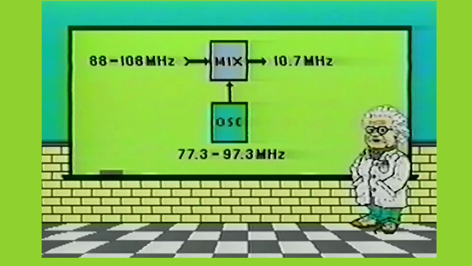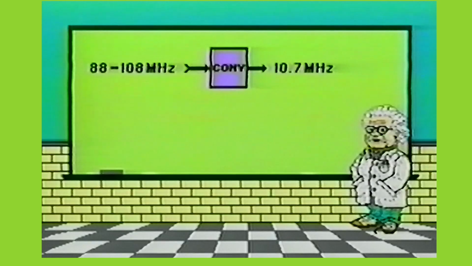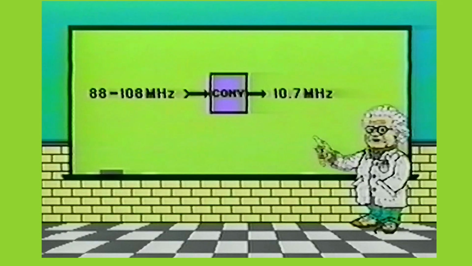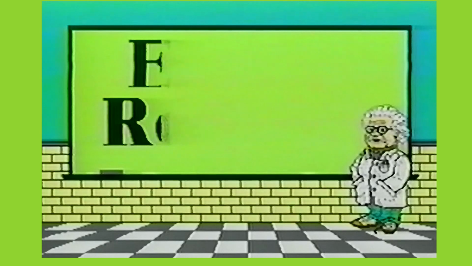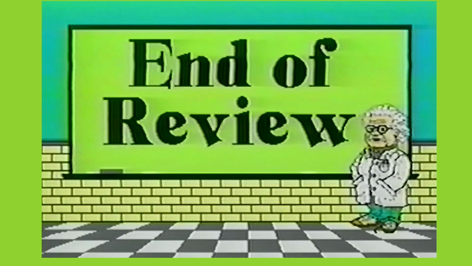Regardless of the operating frequency range of the local oscillator stage, the output of the mixer stage must always be a center frequency of 10.7 MHz. This is an industry standard. FM receivers, as well as AM receivers, may combine the mixer and oscillator stages into a single stage called the converter stage. This concludes review number 3.